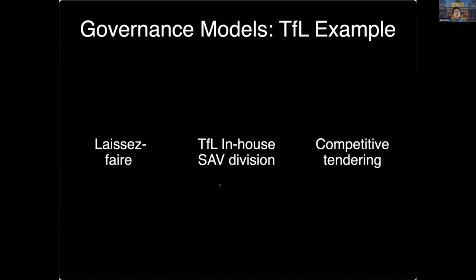The other way is that TfL can potentially run an SAV division in-house. Just like they run a railway service and manage congestion pricing, they can also run SAV by themselves. And the third, potentially more interesting one, is to offer a competitive tendering process, where TfL governs the overall network, the pricing structure, and the coordination between multiple modes, but invites the private sector to contribute to this process.